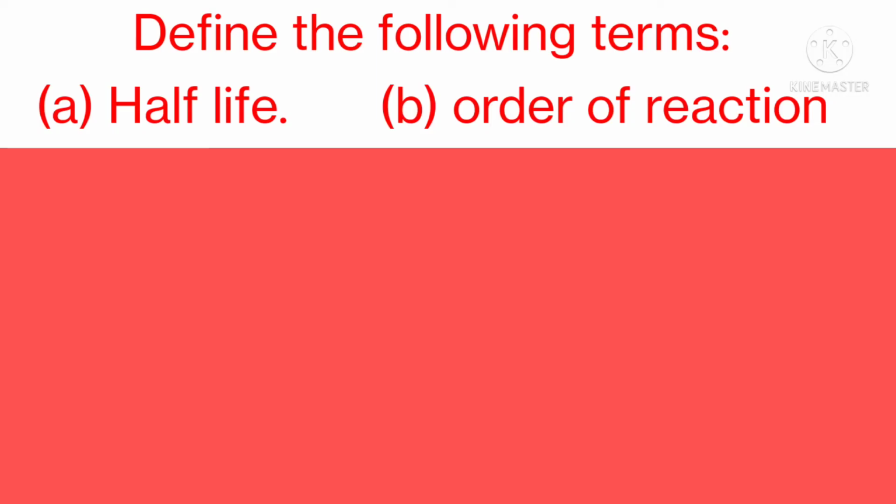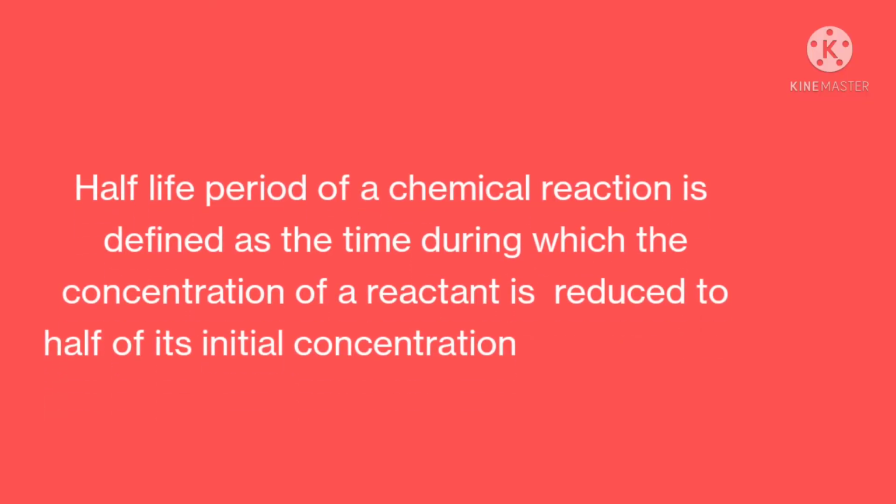Find the following terms: half-life and order of reaction. So, the half-life period of a chemical reaction is defined as the time during which the concentration of the reactant is reduced to half of its initial concentration. If the initial reactant is 10 grams, the time taken for it to convert to 5 grams is called the half-life of the reaction.